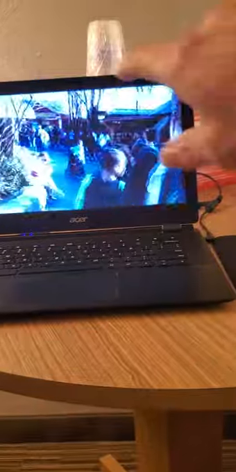Some kind of cinnamon roll shop over here somewhere. I've always wanted to try one of these days. Oh, good lord. What in the world is going on over here? We got a long line. And I'm behind a bunch of people.